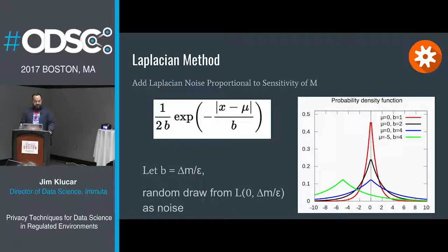So that's cool. I can add random noise to kind of hide individuals within the data set and still maintain usability. But a problem here is that if I'm adding random noise all the time, I can just run a query 100 times, right? And then take all those results and beat down the noise and get at the true answer.